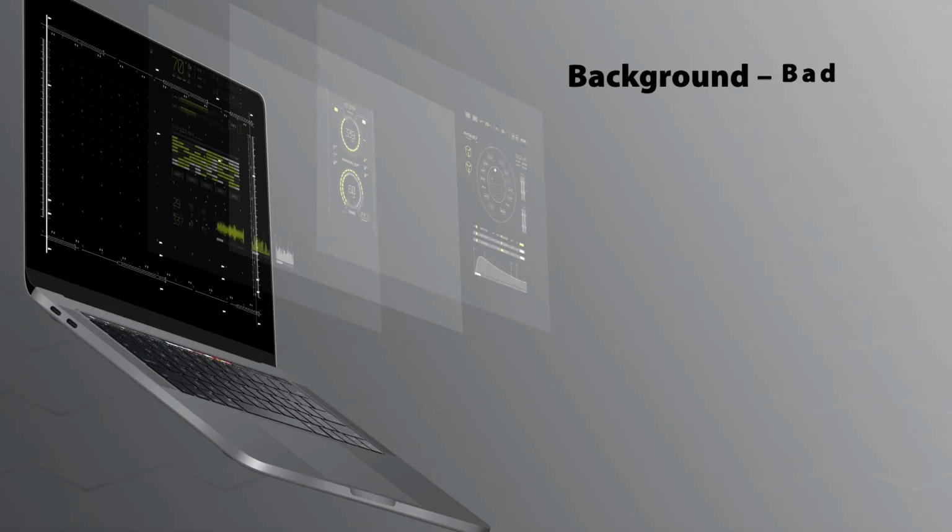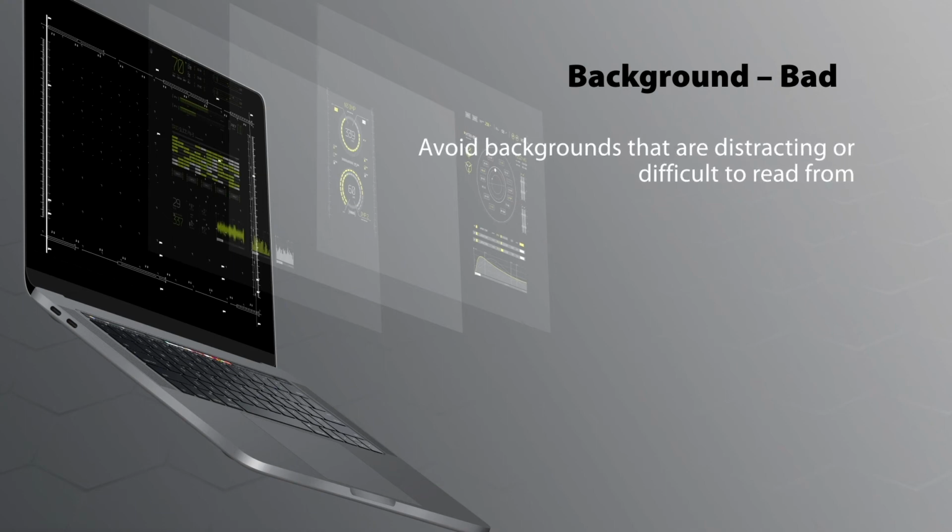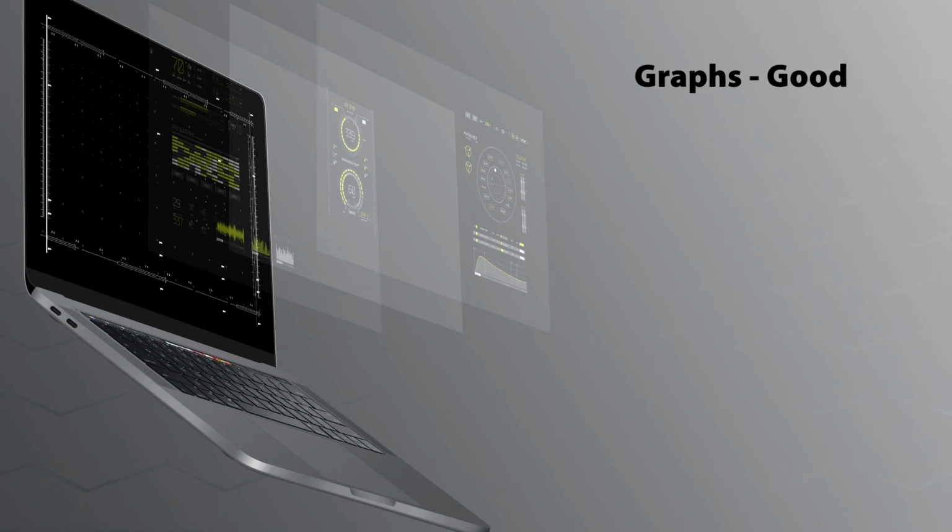So if you talk about the bad background, you will find multiple colors which distract from the text. So this needs to be avoided. And certain animations are also coming up which also distract. So these backgrounds which distract with certain images need to be eradicated or avoided. So if you talk about the good graphs, use graphs rather than just charts and words.